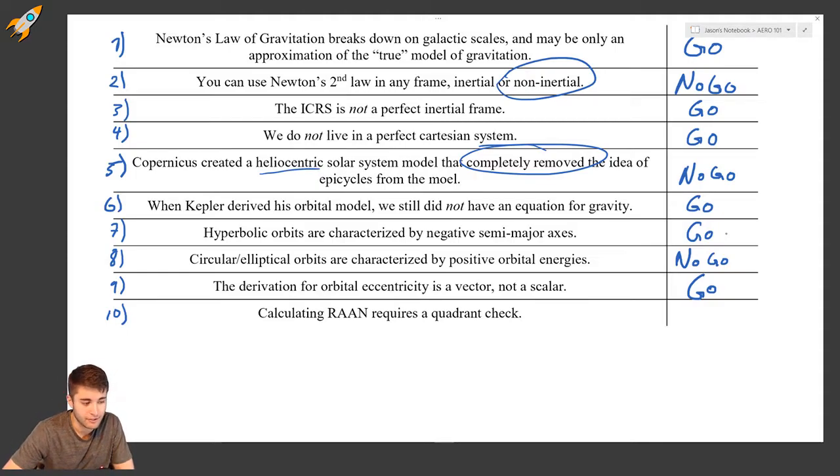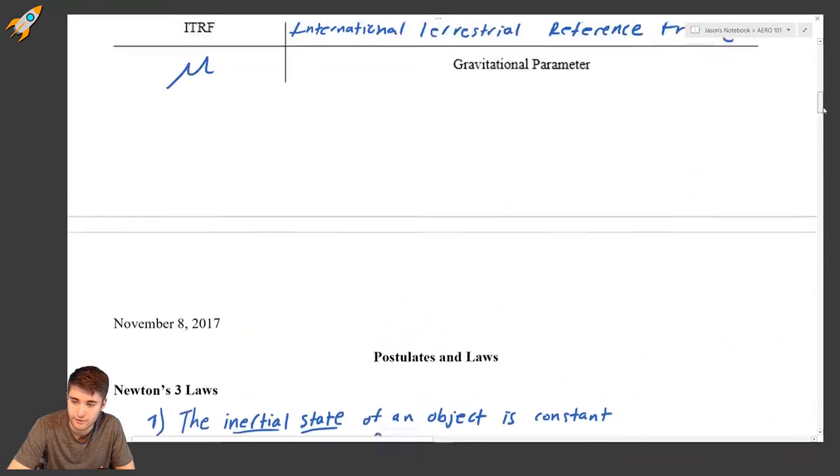And last thing, calculating, but answer came first. No problem. It's no problem at all, Yoshiro. So calculating right ascension requires a quadrant check. Absolutely it does, so this is also a go. We need to make sure that we're in the right component when we're calculating right ascension for all of our orbital elements. If you want to go over the orbital element class, we've already covered that, so just go over that.